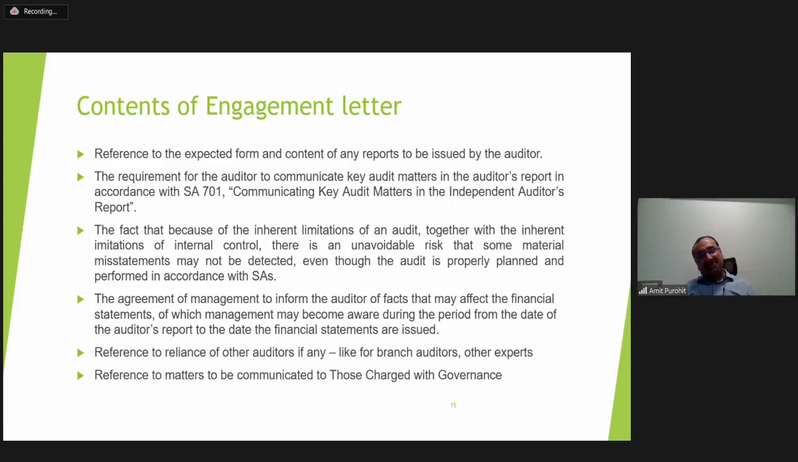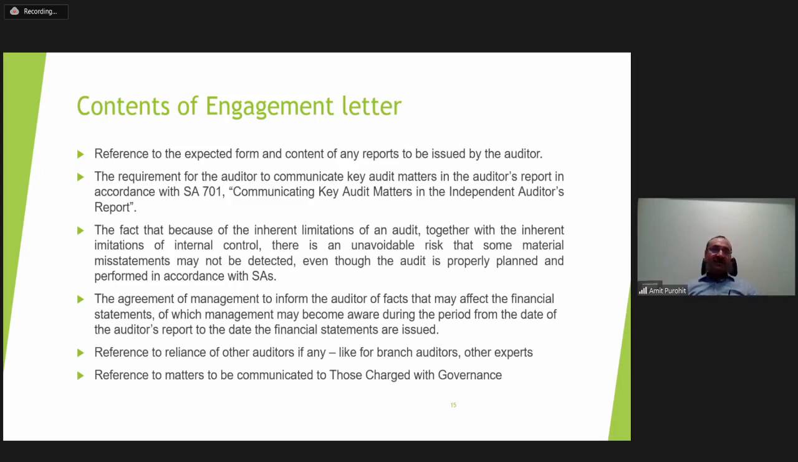It will also mention the fact that because of the inherent limitations of the audit, together with the inherent limitations of the internal control, there is an unavoidable risk that some material misstatement may not be detected even though the audit is properly planned and performed in accordance with SAs. So this paragraph should also be featuring in our audit engagement letter.